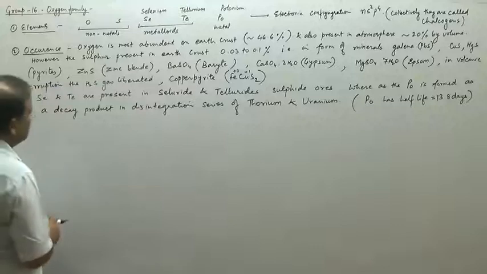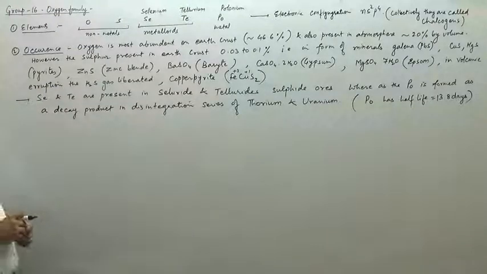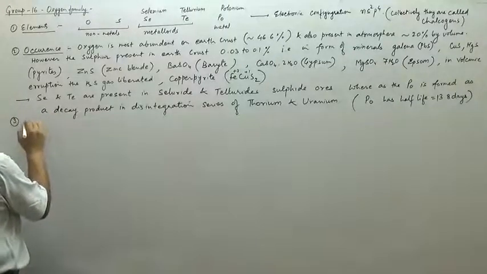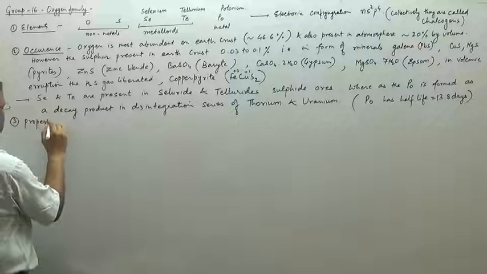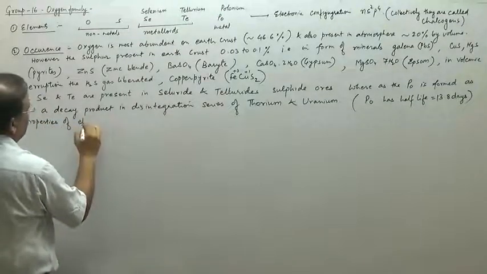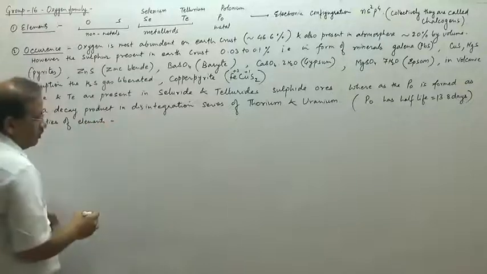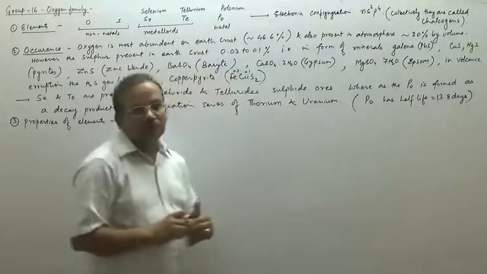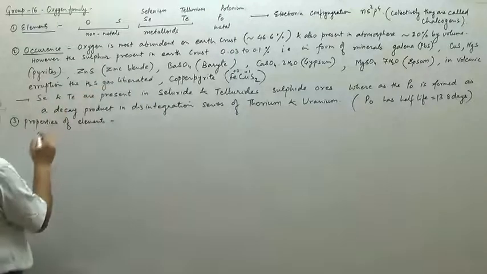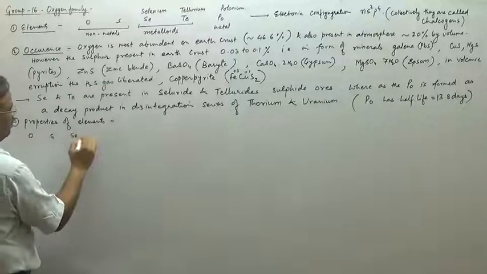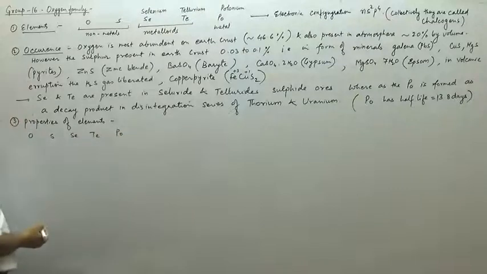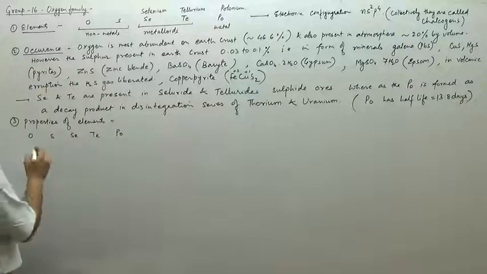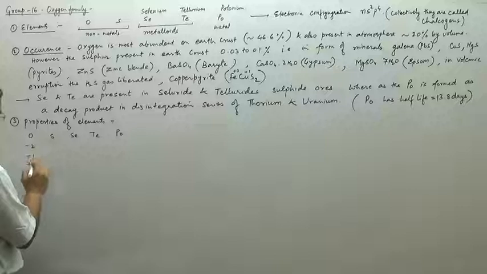So next, that is the occurrence what we have written. Now if we talk about the physical properties of these elements, first we should discuss their oxidation states, their melting point, boiling point, that is what we have to write. So the properties of these elements, oxygen, sulfur, selenium, tellurium and polonium. I'm going to write their oxidation states. In oxygen we write -2, -1, +1, +2.